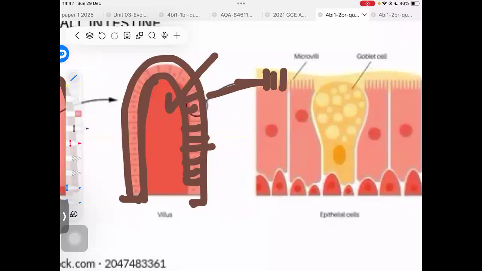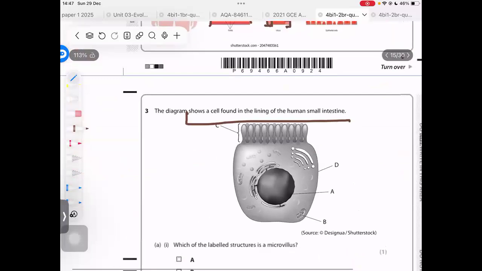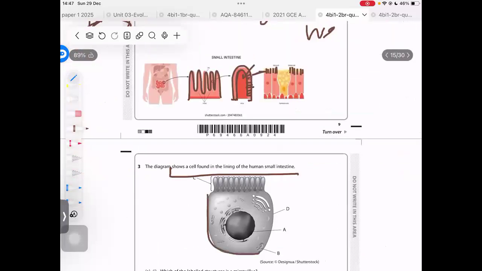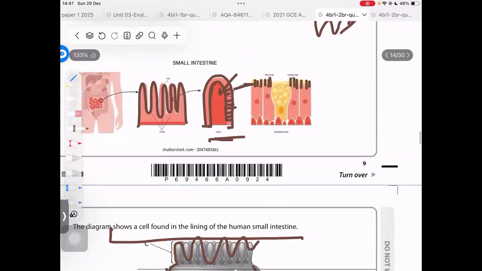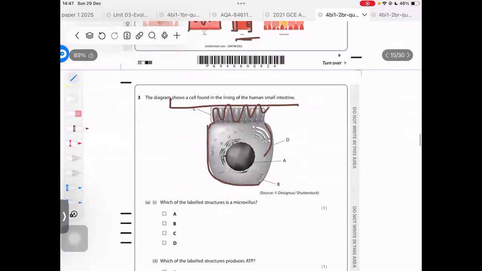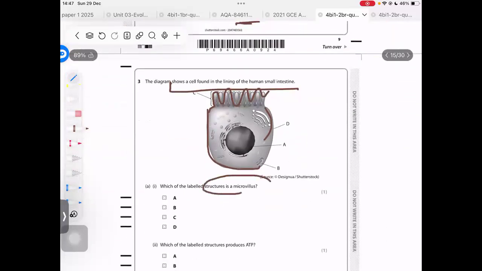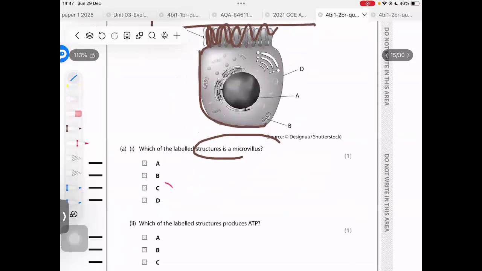On the epithelial cells, they have again a lot of infoldings called microvilli. So basically here they have taken an epithelial cell and here they have shown us the microvilli. Epithelial cells are the cells which are found in this villus. Villus is the singular word for villi. They are asking us which of the labelled structures is the microvillus. Of course, C is the microvillus. D is the plasma membrane. A is the nucleus. B is the mitochondria. Therefore, C is the answer.